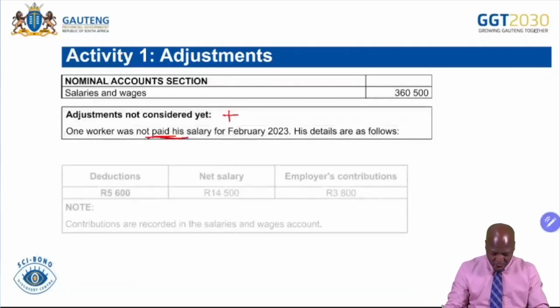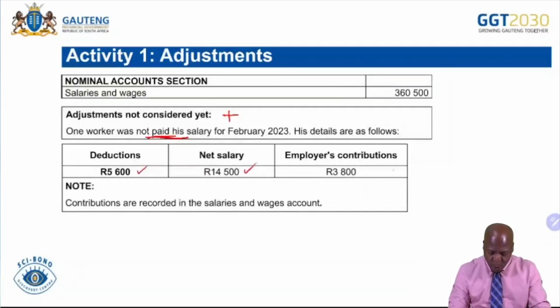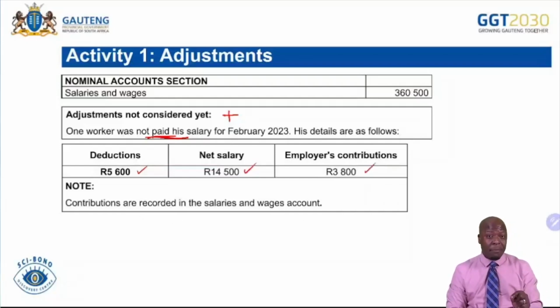Let's see if we have more information. We are then given deductions. We have net salary and we have the employer's contributions. And we're told contributions are recorded in the salaries and wages account. Very important, especially when you prepare the statement of comprehensive income, because at times they'll be recorded separately. But in this case, we are told that contributions are recorded in the salaries and wages account. Okay, once we have this, it is very important to understand how to do this adjustment properly.